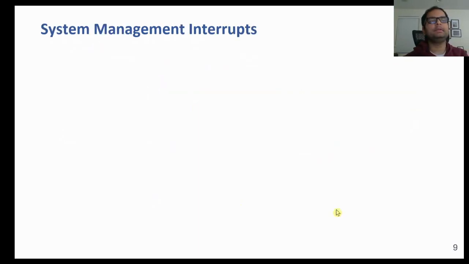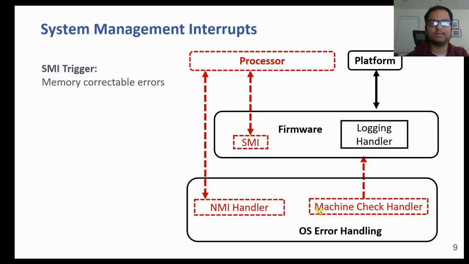Let's delve a bit deeper into system management interrupts. The trigger for system management interrupt is memory correctable errors. On the right hand side, we see a flow diagram for the handling of system management interrupts under memory correctable errors. When the processor or the system sees that a number of correctable errors have occurred, and if the number is above a certain threshold, this triggers a non-maskable interrupt. Once the non-maskable interrupt recognizes that it is based on memory correctable errors, the control is transferred to a machine check handler, which then triggers the system management mode.